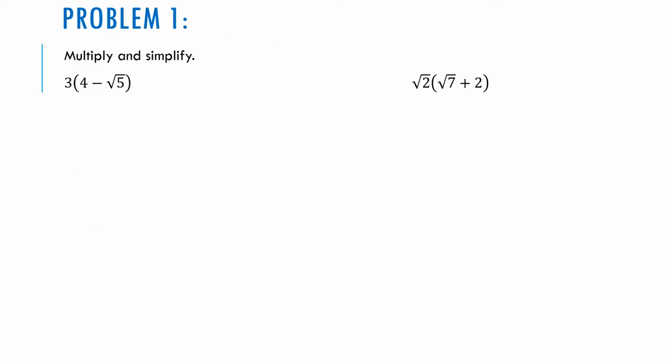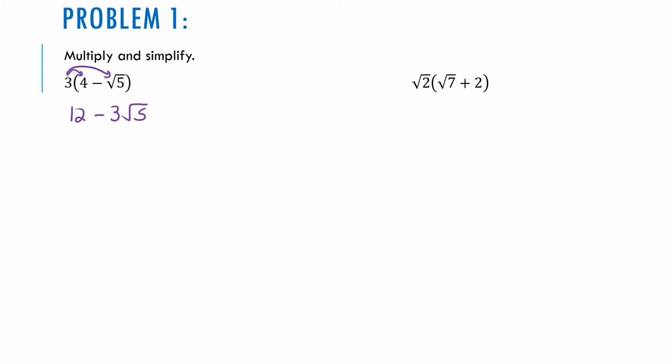So here we have, it says multiply and simplify. This is essentially distributive property. So 3 times 4 is 12. 3 times negative square root of 5 is negative 3 square root of 5. Once again, a number not inside of a radical will go in front of a radical when they are multiplied together. From here, I can't simplify the square root of 5 at all, and so this is essentially my answer.